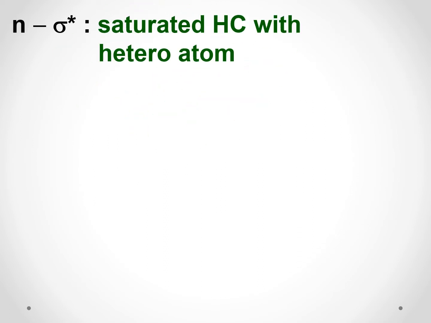Next is the N to sigma star transition. It is shown by saturated hydrocarbons with heteroatoms, that is, a compound containing carbon singly bonded to a heteroatom. The heteroatom can be oxygen, nitrogen, sulfur, or halogens.